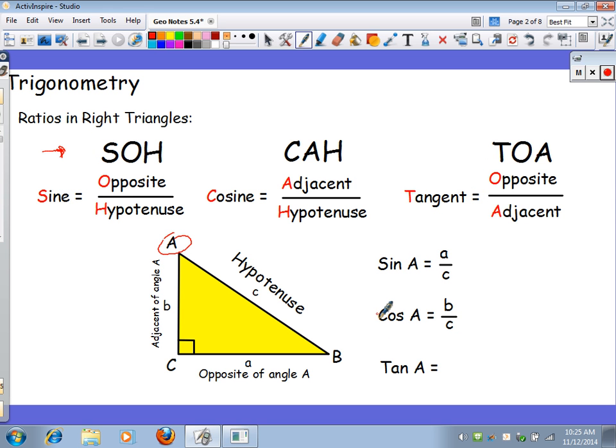Now, what would be the tangent for angle A down here? It would be A over B. That would be the opposite over the adjacent, TOA.